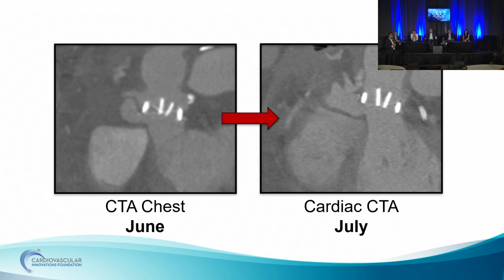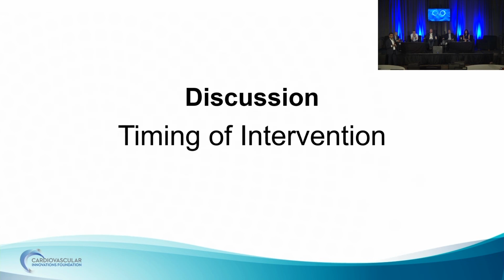So the June CT is during the actual index hospitalization after sternotomy, right before discharge. He didn't have any perivalvular leak or any heart failure type symptoms, so the decision was made to bring him back in about 1 month for a repeat image. And you can see there, on a comparative similar type of image, that the pseudoaneurysm has now enlarged in size. So I want to pause there and ask our moderators and panelists to talk about interventional strategies.